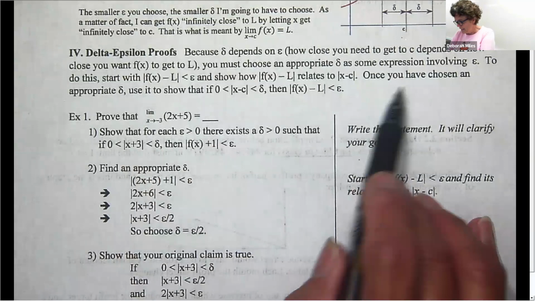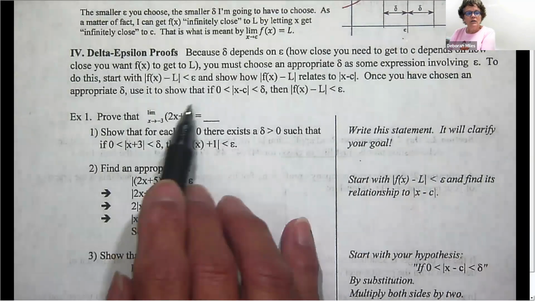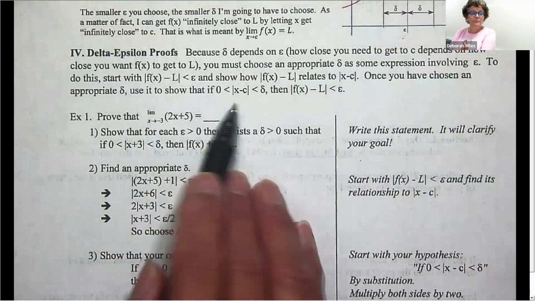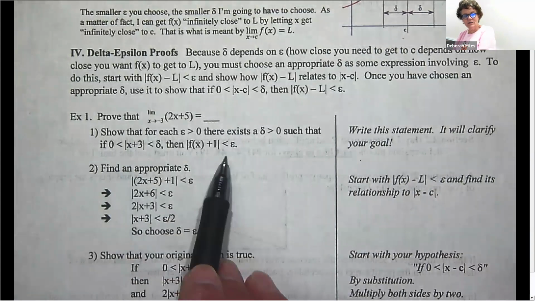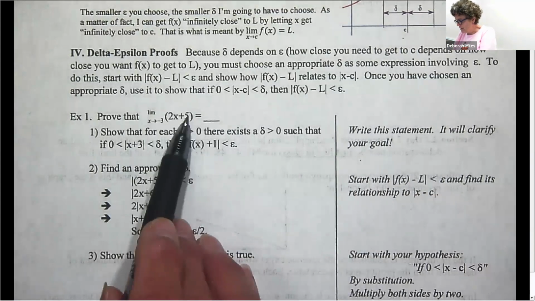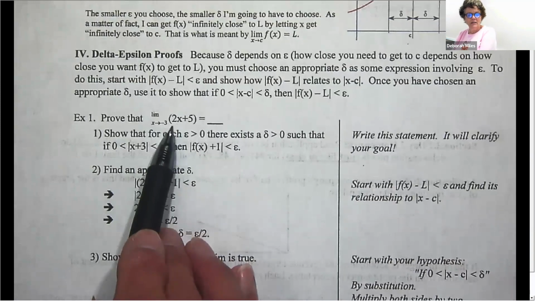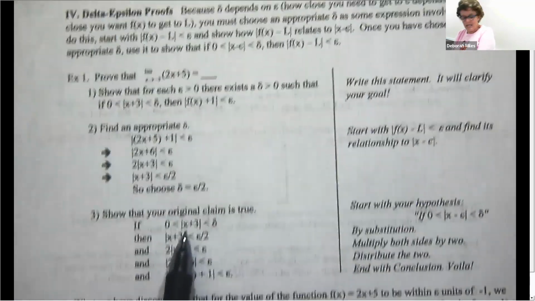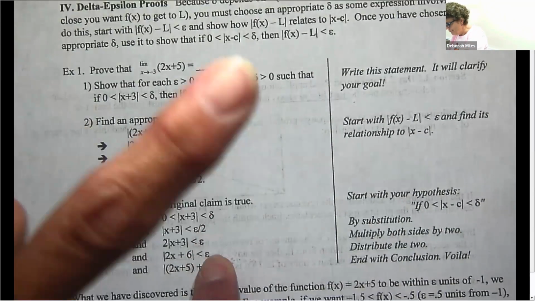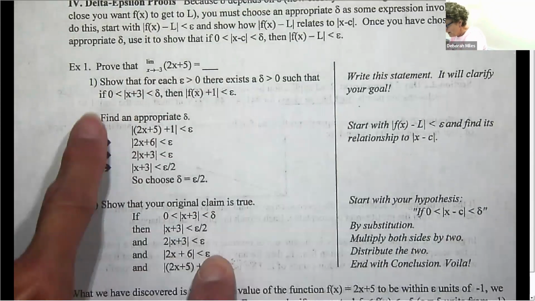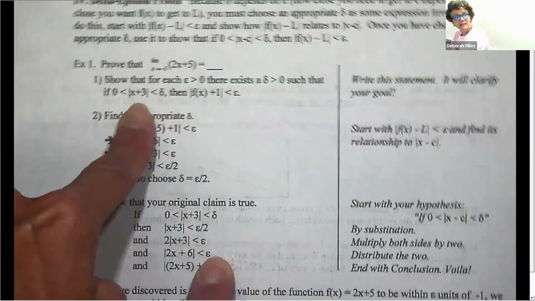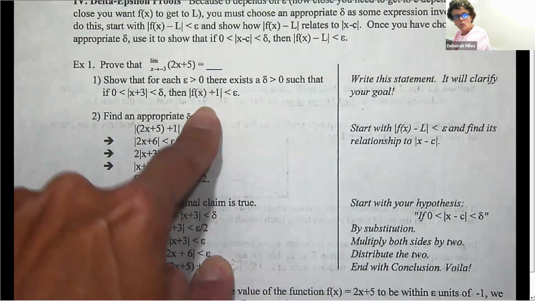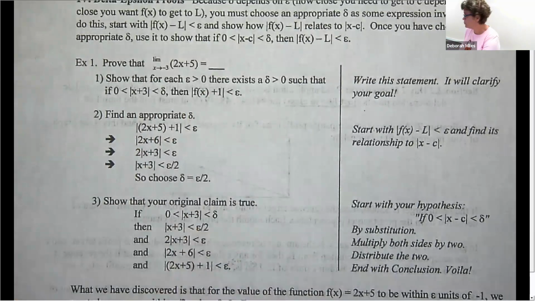Once you have chosen the appropriate delta, you actually do the proof. Step one is not your proof. Step two is writing the definition in terms of the function you're given and the x value you're approaching. Step two is find an appropriate delta. And then step three is show that if absolute value of x minus c is less than delta, then absolute value of f of x minus L will be less than epsilon. It's actually just step three that's your proof.